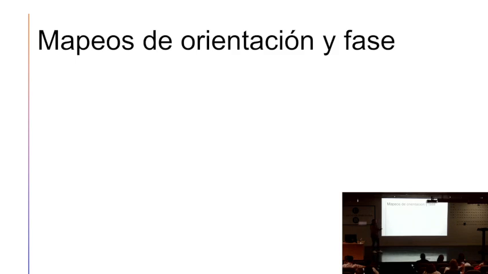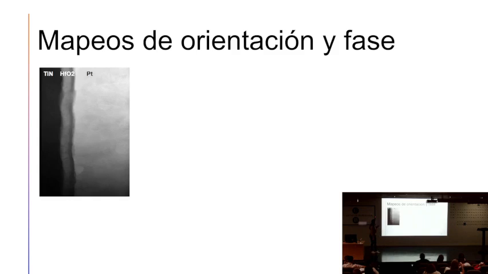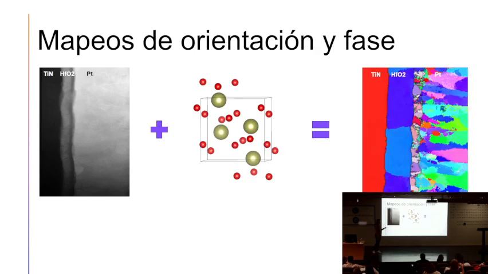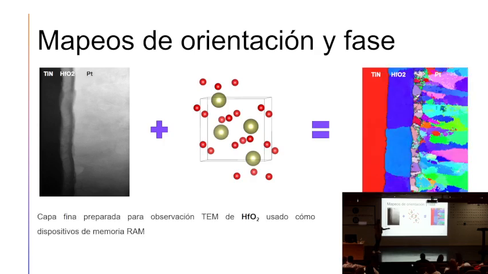Ok, ahora teniendo en cuenta la difracción, si sumamos a la difracción la imagen de TEM más las simulaciones teóricas de nuestra estructura, podemos obtener mapeos de orientación y fase. ¿Para qué nos sirve esto? Pues acá podemos identificar cómo, por ejemplo, esta primera capa es totalmente cristalina porque mantiene un mismo color. ¿Qué quiere decir esto? Que tiene una única orientación a lo largo de este material, por lo tanto, hay un solo orden a lo largo de la capa.